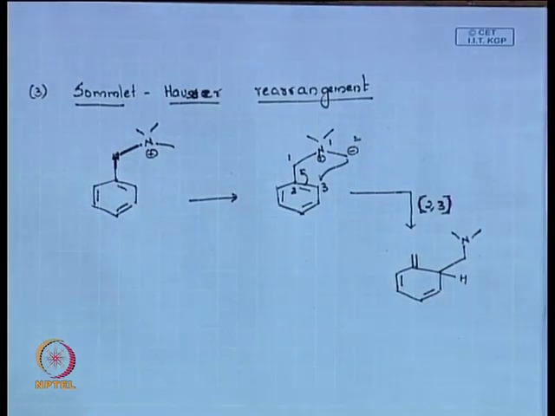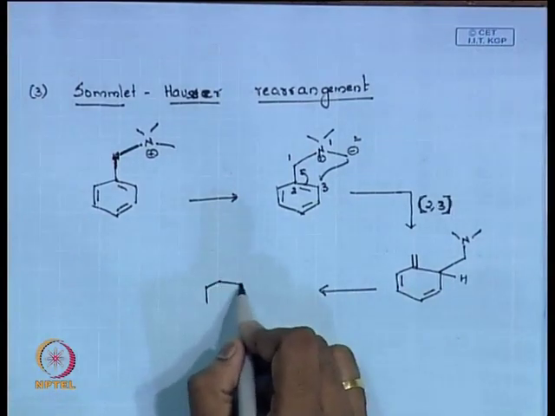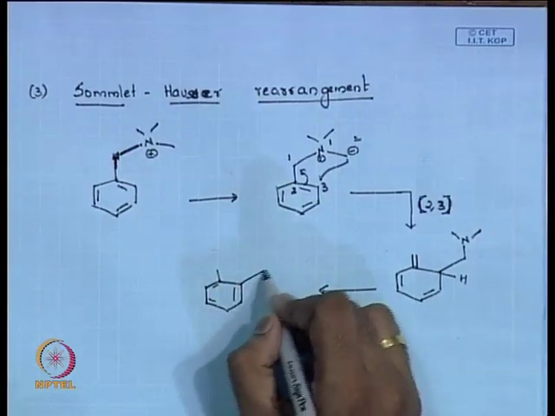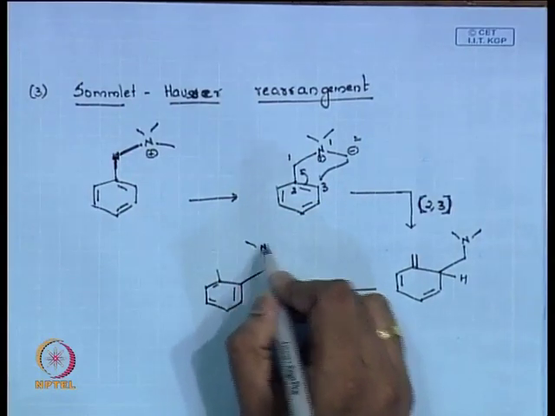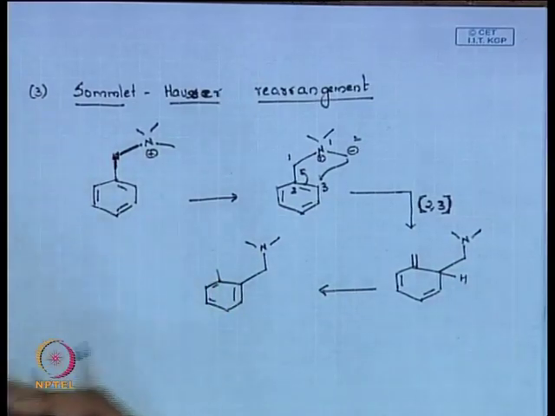Get this compound, which can then get back to aromatization. Famous reaction, Sommelet-Hauser. I know that you have studied this type of rearrangement, but it is better that you refresh it again. It comes under a class of 2,3 sigmatropic rearrangements, which you would have studied under rearrangements.